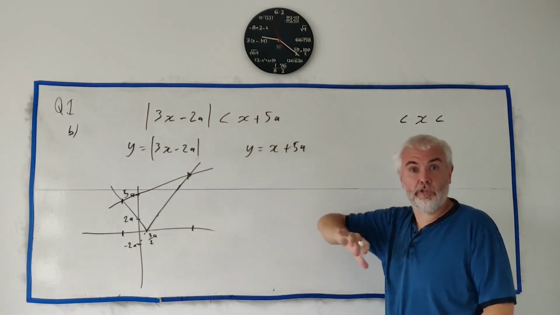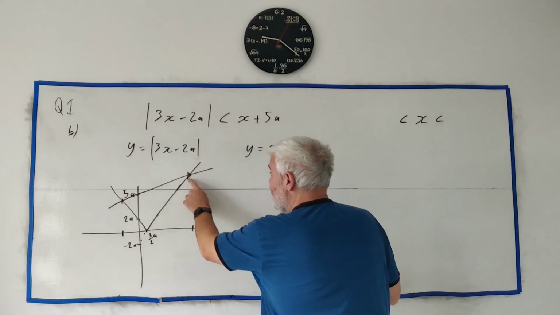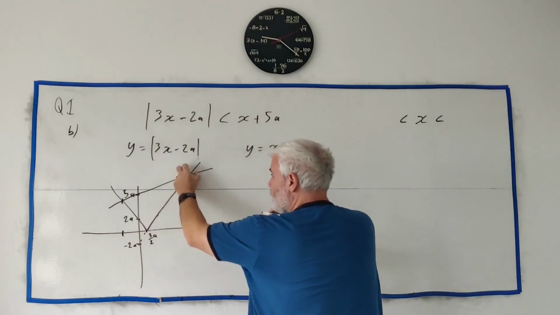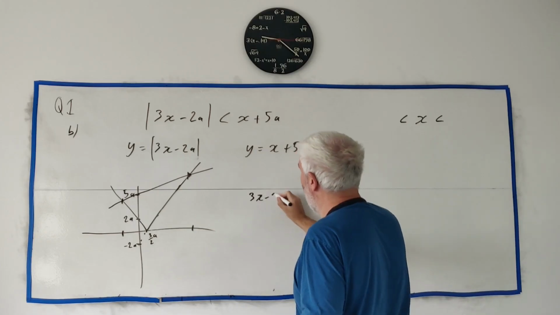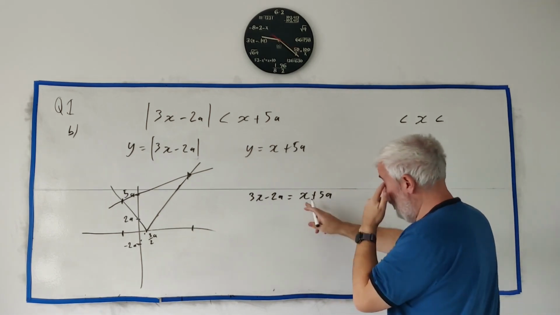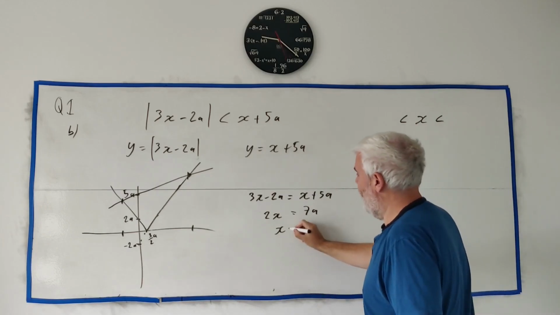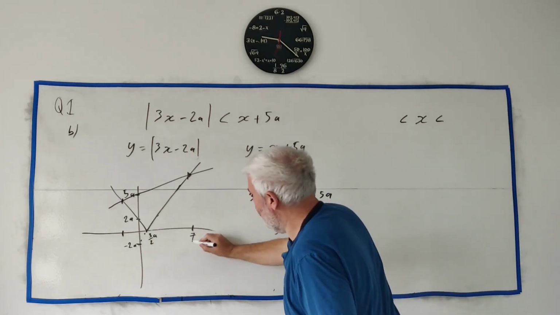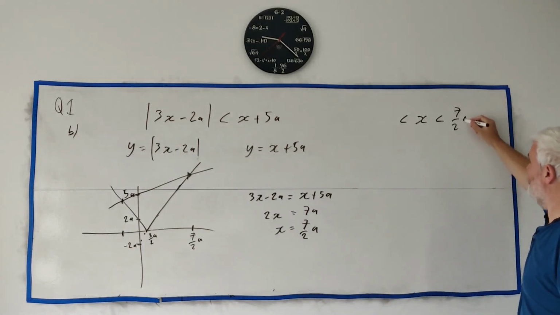So instead of this hard question with inequalities, we can write a question with equalities. So for example, this point here, that happens when the plus part, because we're on the plus part of this modulus, the plus part of this, 3x minus 2a is equal to this one, x plus 5a. We can go ahead and solve that, move that across, we get 2x. Move this, we get 7a. So x is equal to 7 over 2a. That's what this point here is, 7 over 2a. And that'll be part of our answer, 7 over 2a.